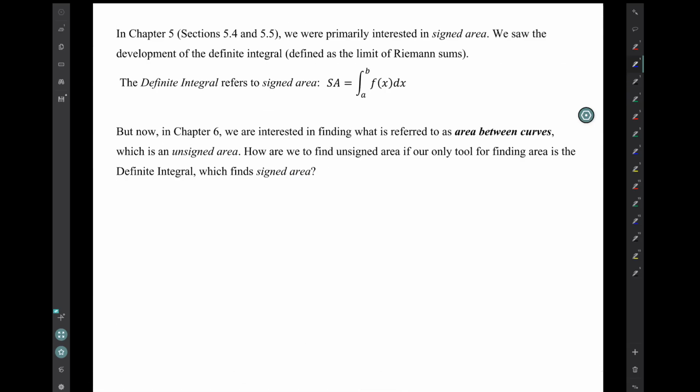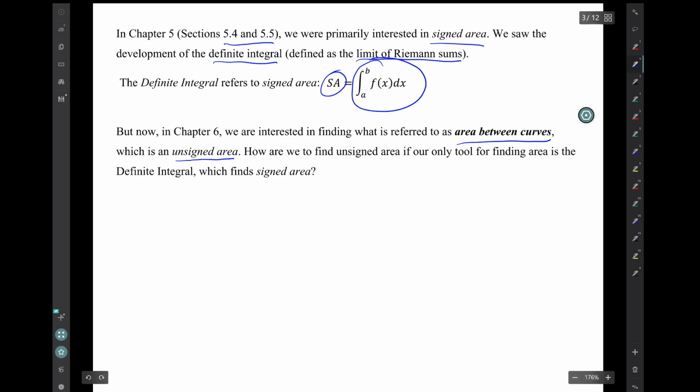Back in chapter 5, in sections 5.4 and 5.5, we were primarily interested in signed area. We saw the development of the definite integral, which was defined as the limit of Riemann sums, and it refers to signed area. So this symbol, which denotes the definite integral, is that signed area. But now in chapter 6, we're interested in finding what is referred to as area between curves, which the convention is that it means unsigned area. So how are we to find unsigned area if our only tool for finding area is the definite integral, which finds signed area?